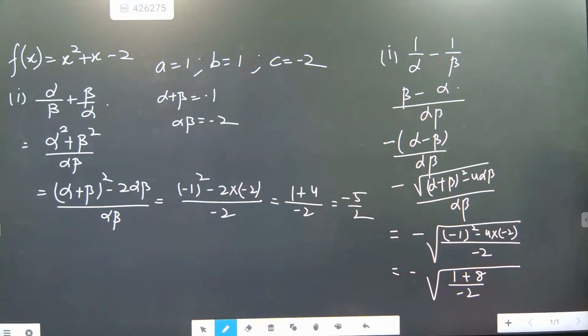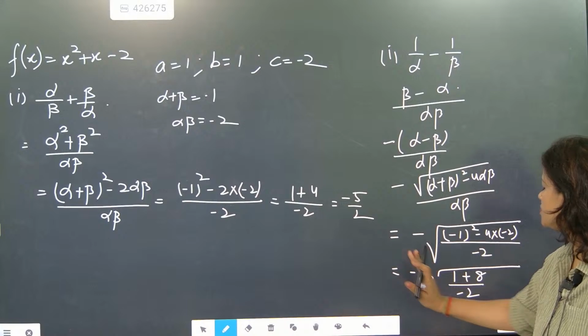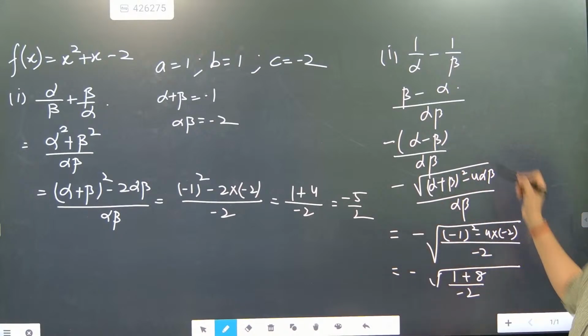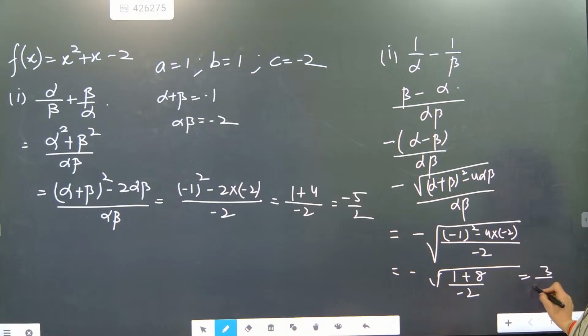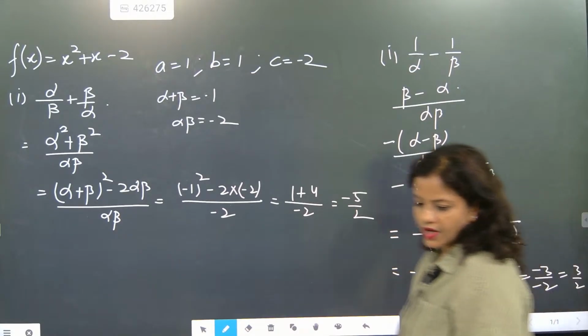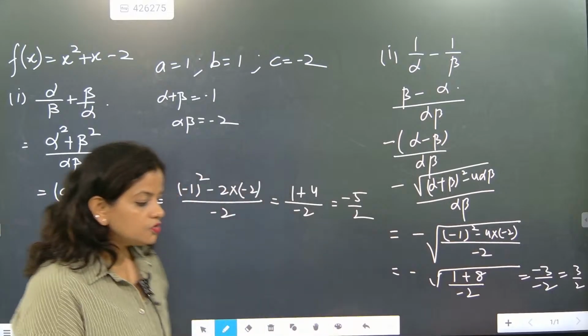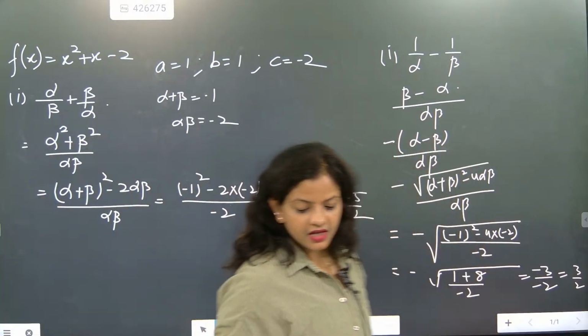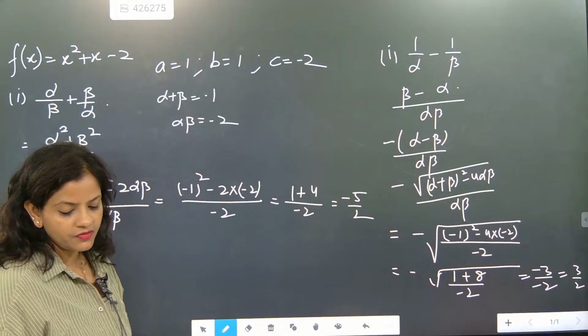Root 2 is not down, only this part. Because alpha into beta is minus 2, it will become 3 by minus 2. Minus of minus 3, so it will become 3 by 2. Okay? So please solve this type of questions like this. Sophia, your problem I have solved. Any other doubts are there? Because I kept a doubt session for everybody.